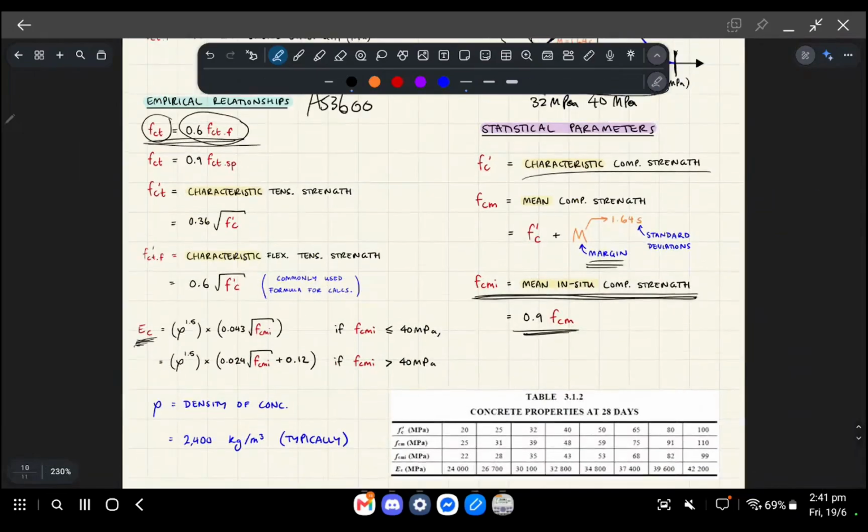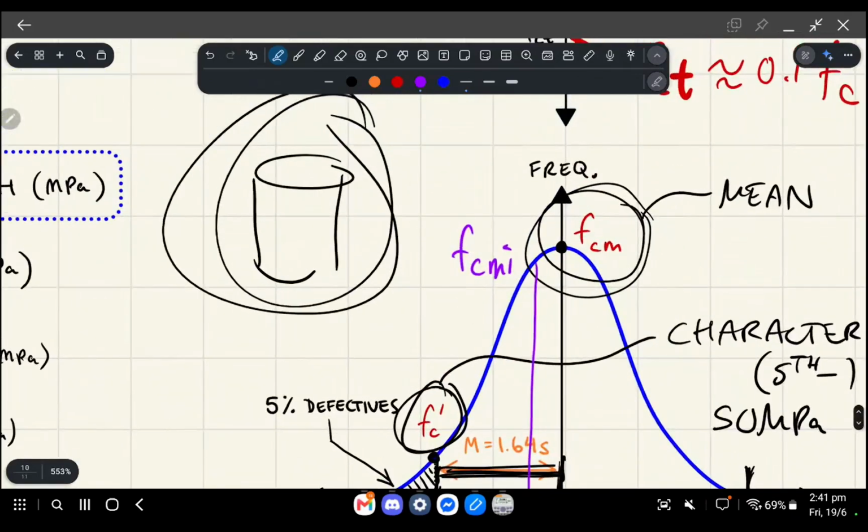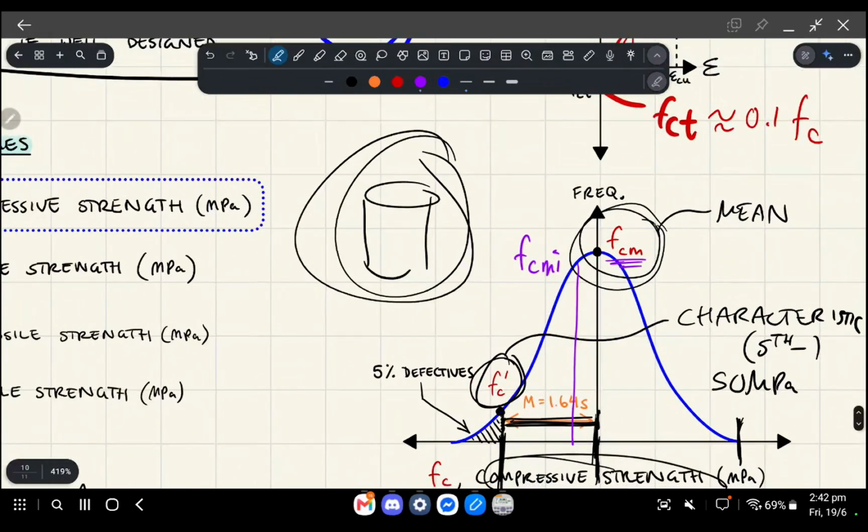So one thing that I haven't mentioned is that there might be another value here, FCMI. So the idea is if you've got the mean, right? If we've got 100 of these cylinders which we've crushed, the one that performs in the middle, the median, anyway, the mean strength is FCM.